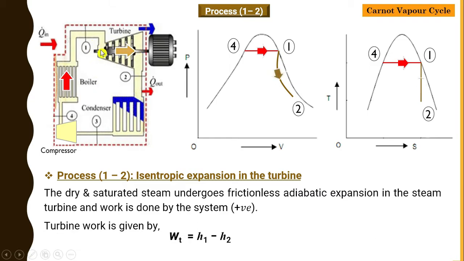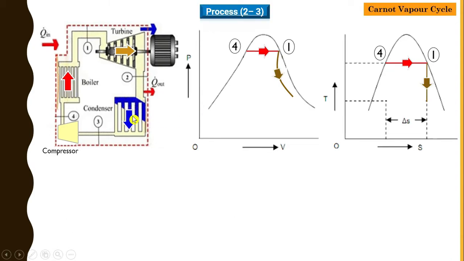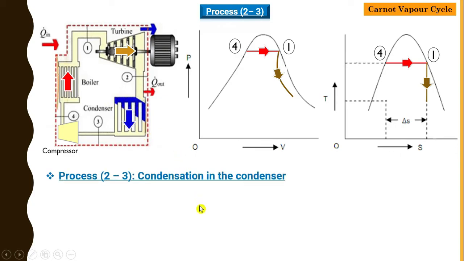After expansion, the steam will now enter the condenser. So let's understand the different processes that take place in the condenser. Here high temperature steam will be condensed in the condenser, and its temperature is going to decrease. So process 2 to 3 is condensation in the condenser. Let's see this process on PV and TS diagram. From point 2 to 3 there is condensation. Similarly it is shown here.